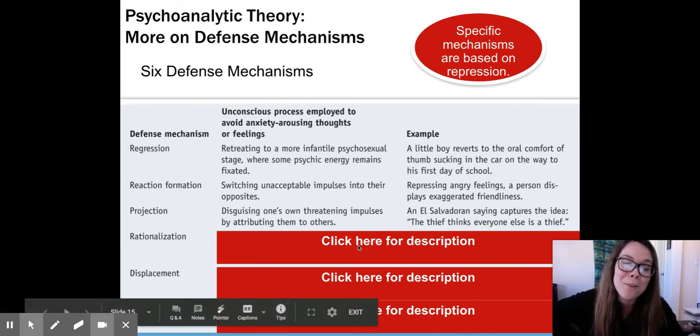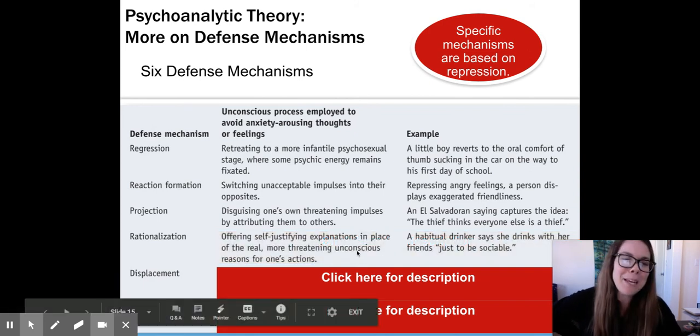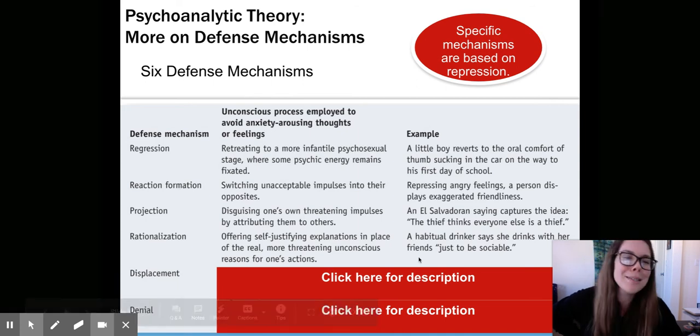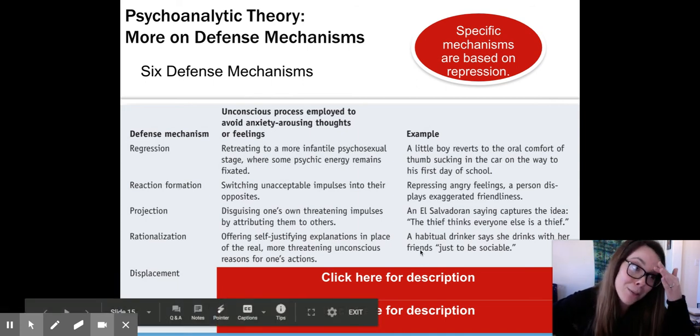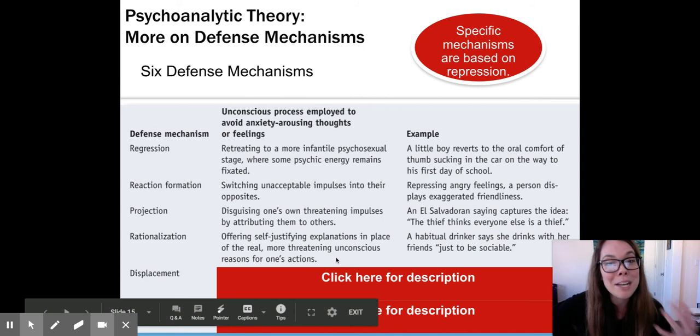Rationalization is the one we all use a lot. And this is me trying to rationalize, saying, oh, I only told myself I would eat out once this week. And then it's like, oh, but Chick-fil-A is right there. And I just got like a pay raise or something, right? Rationalization: offering a self-justifying explanation in place of a real, more threatening reason for one's actions.